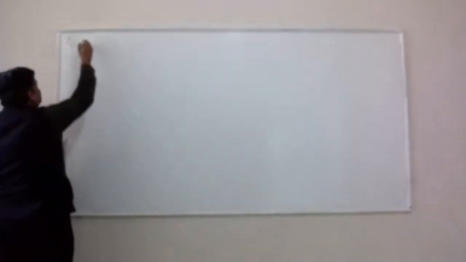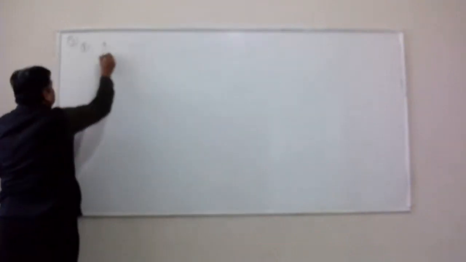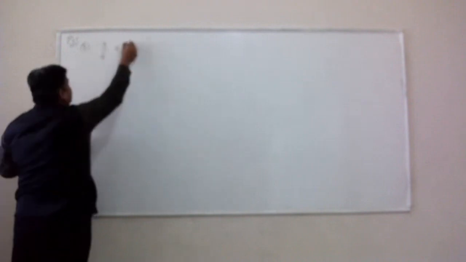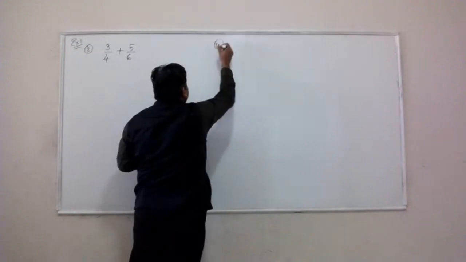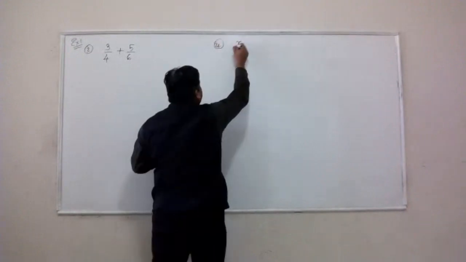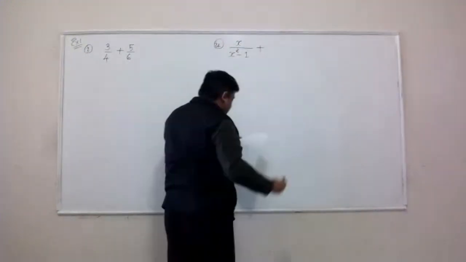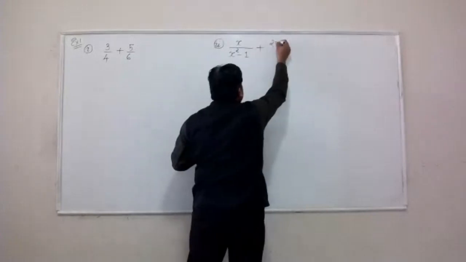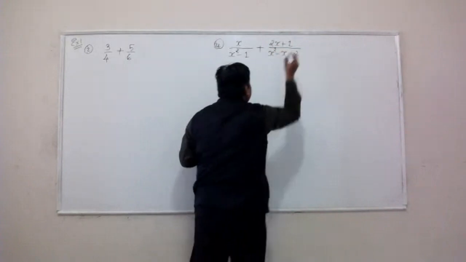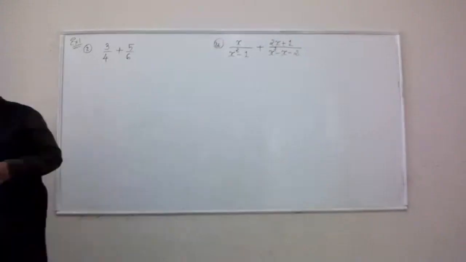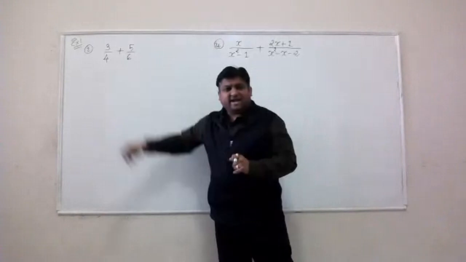Here are those two problems. So the first one is asking us to add two rational numbers, 3 by 4 and 5 by 6. Right, and the second sub-problem asks us to add two rational expressions involving polynomials: x over x square minus 1 plus 2x plus 1 over x square minus x minus 2. All right. Let's carefully try to recall how we handle this addition.